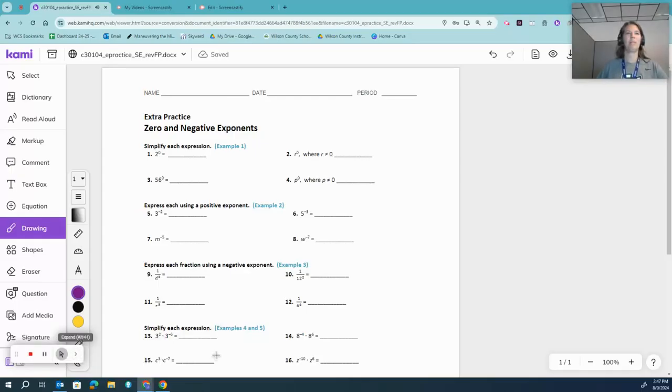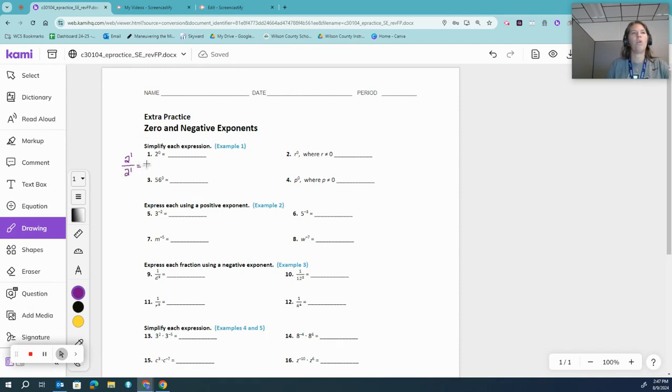Today we'll be talking about zero and negative exponents. Okay, let's take a look at this first example. We have 2 to the 0 power. An example here of how we would get 2 to the 0 power might be 2 to the first power divided by 2 to the first power.